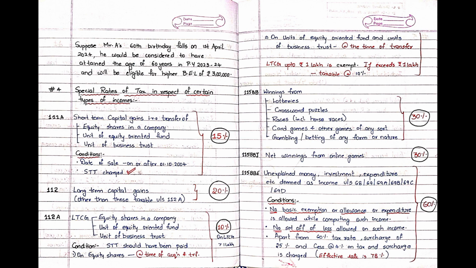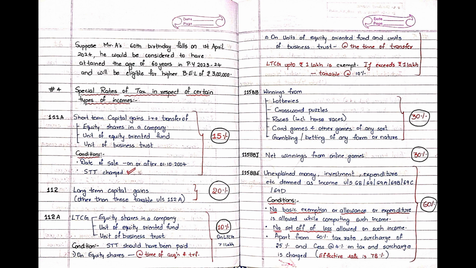Suppose if Mr. A's 80th birthday falls on 1st April 2024. So he will be considered to have attained the age of 80 years in the previous year itself, and he will be eligible for higher basic exemption limit of 5 lakh.